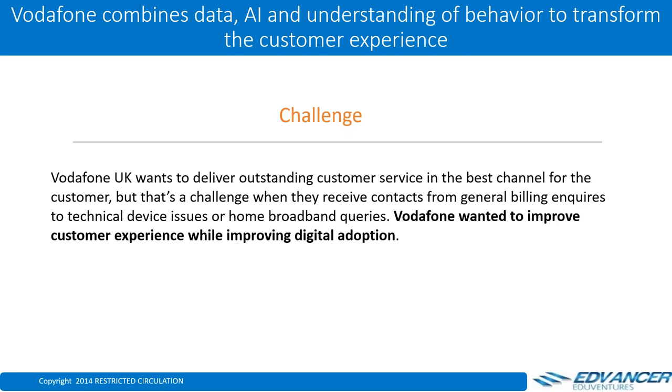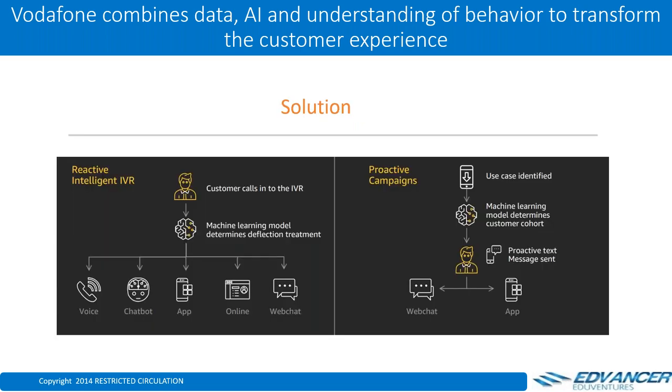So the main challenge was, from very small frequent problems to very large and complex issues, everybody was calling Vodafone customer care. Vodafone is a legacy company, and it's a big company. So it thought, why not find a way which will deflect those calls and better serve the customer. So this was the challenge, and they wanted to implement AI ML and find out what the solution is.